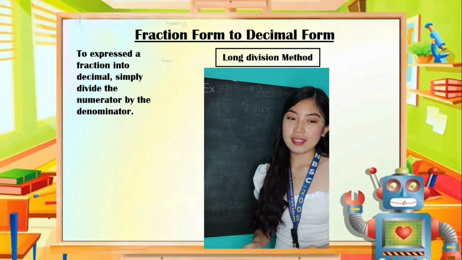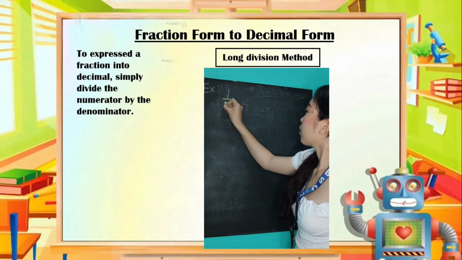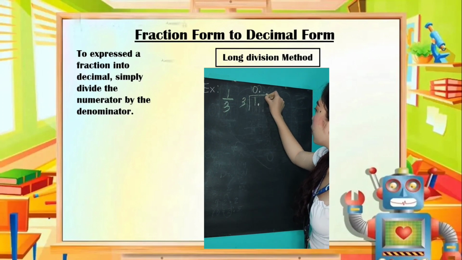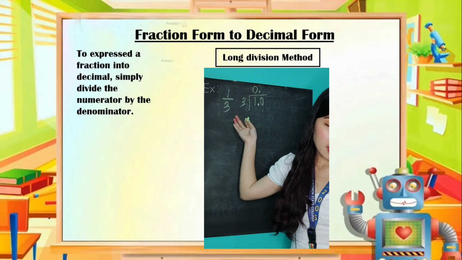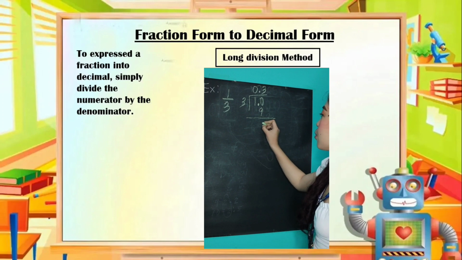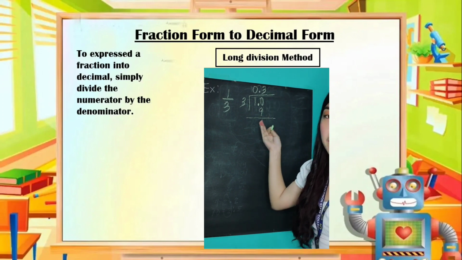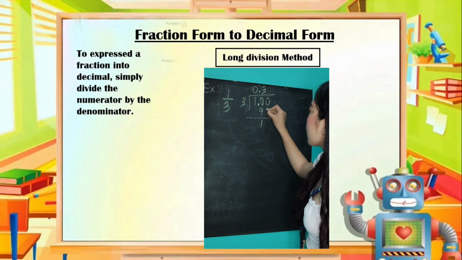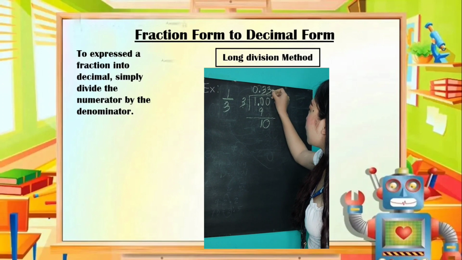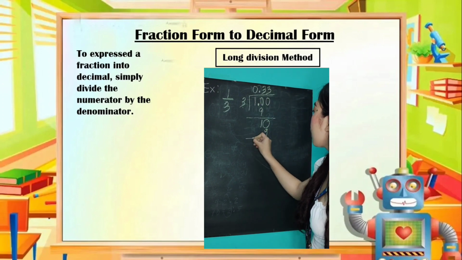Okay, so let's have the last example. 1 divided by 3. So it's 0. Then we're going to add 0. So 10 divided by 3 is 3. And 3 times 3 is 9. Equals to 1. So since there is still a remainder, we need to add again 0. So bring down, becomes 10. So 10 divided by 3, 3 again, 3 times 3 is 9, minus, so it becomes 1 again.